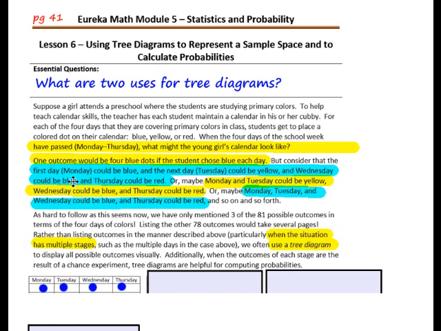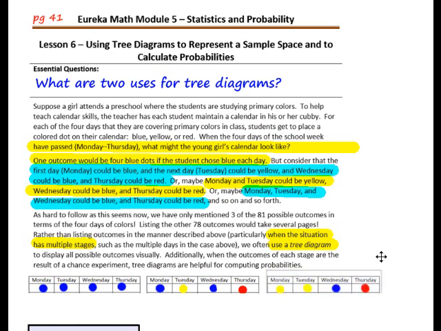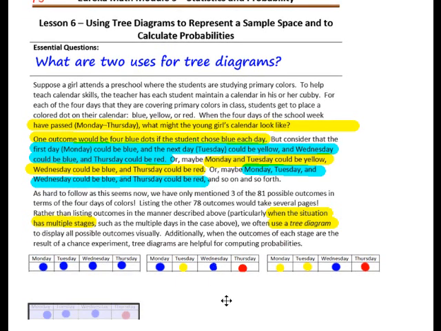But consider that the first day, Monday, could be blue, and the next day, Tuesday, could be yellow, and Wednesday could be blue, and Thursday could be red. Then this girl's calendar might look like this. Or maybe Monday and Tuesday could be yellow, Wednesday could be blue, and Thursday could be red. In that case, her calendar would look like this. Maybe Monday and Tuesday and Wednesday could be blue, and Thursday could be red, and so forth, so on and so forth.